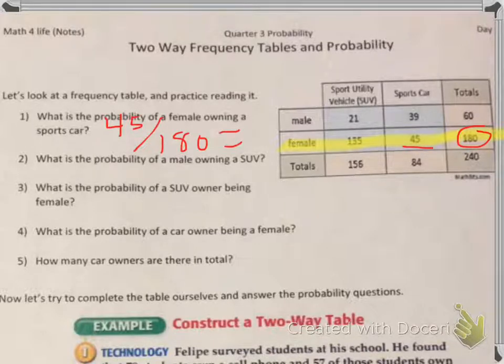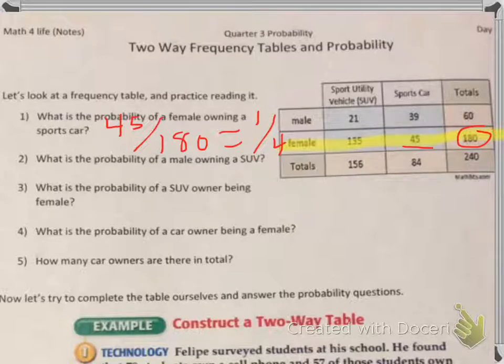And then we're going to use our calculators to reduce that probability. Just use the fraction key on your calculator, put 45 on the top of the fraction and 180 on the bottom, and let it reduce it for you. The fraction reduces to 1/4. So the probability of a female owning a sports car is 1 out of 4.